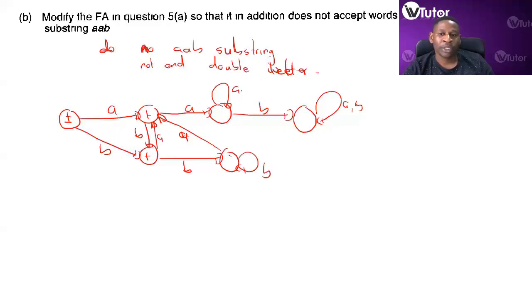Right? Up until you have A. So let's see. Initial is final, A, B, 1, 2. This one, A, B. This one, A, B. This one, B, A. This one, A, B. This one, A, B. So after you have a double A, then that is the end.